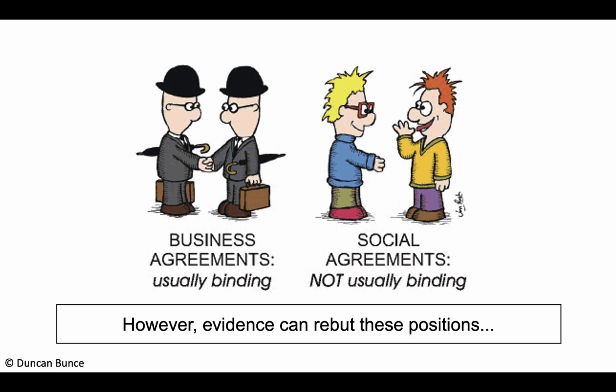You know, that it carries that weight, and should there be a dispute, it should go to court perhaps, or be dealt with through alternative dispute resolution possibly first. And so the common law has identified two situations. We've got business agreements, which are usually binding, and then we have social agreements, which are not usually binding. They're sometimes referred to as commercial agreements or domestic agreements, but I've put it as business and then social. However, what's interesting is that evidence can rebut these positions.